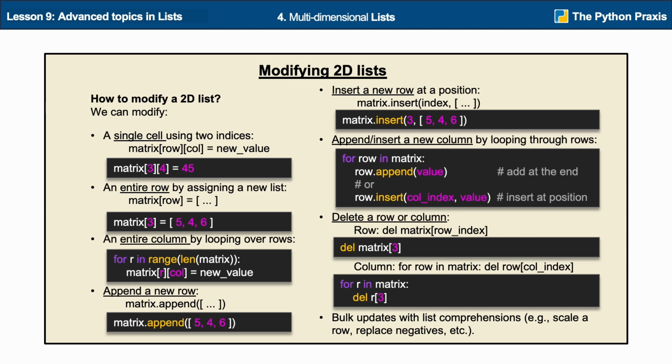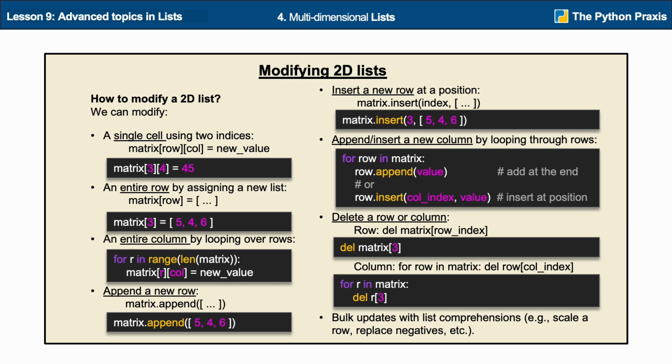Next is replacing an entire row. You can replace a whole row in one shot by assigning a new list. The format is listName, open bracket, row index, close bracket, equals a list of values. For instance, matrix[3] equals, and inside square brackets, we put 5, 4, and 6. We can also update an entire column.